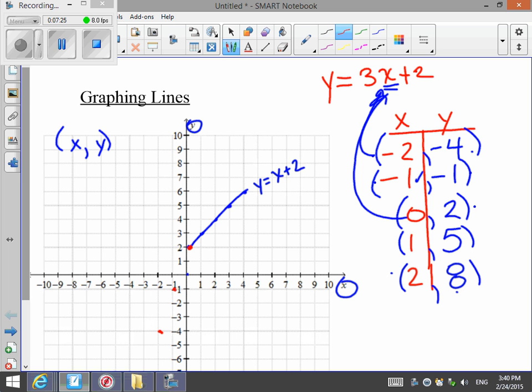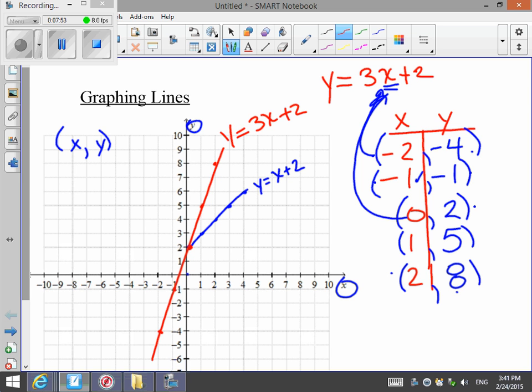Looks like I'm sharing a spot. The next one is 1, 5. And the last one is over 2, up 8. You would use your ruler. I don't have a ruler big enough. And if you did it properly, you will get a straight line. If you get anything other than a straight line, you've put your point in the wrong spot, or you've made a calculation error, because all of these will make lines.